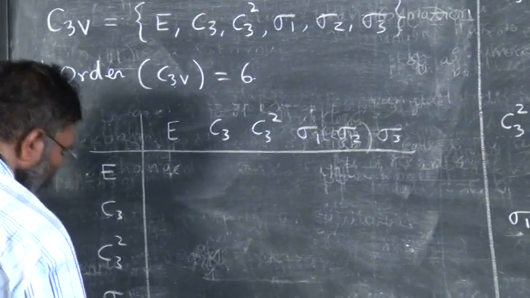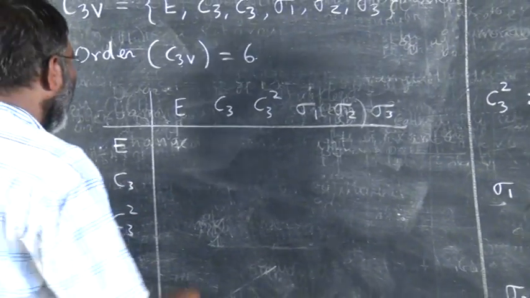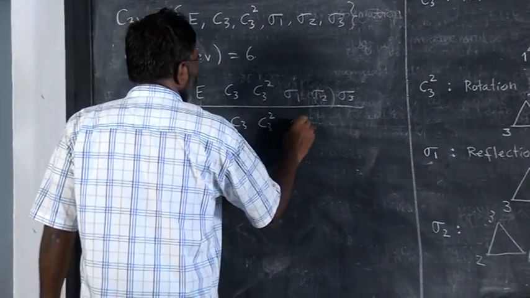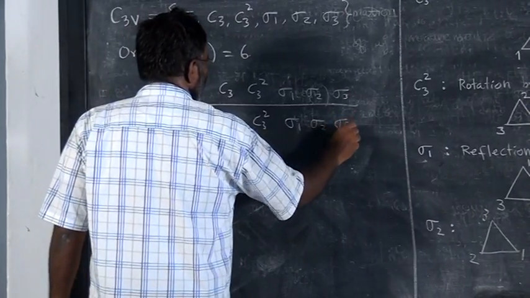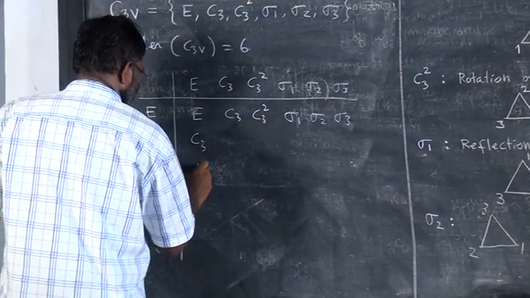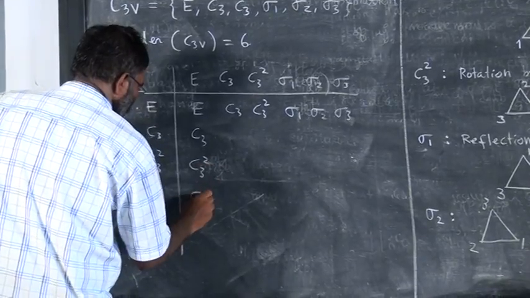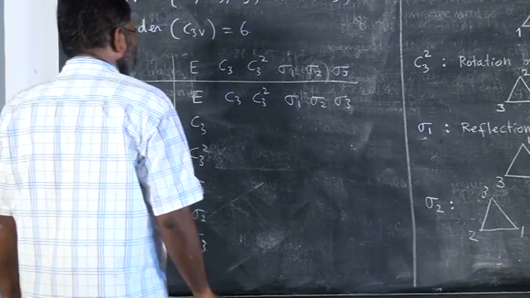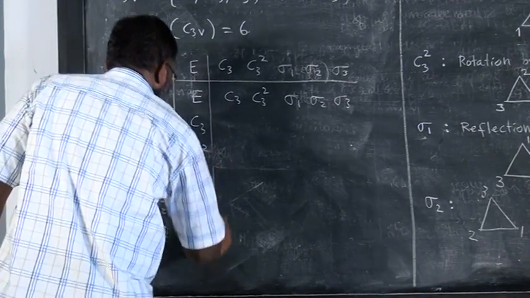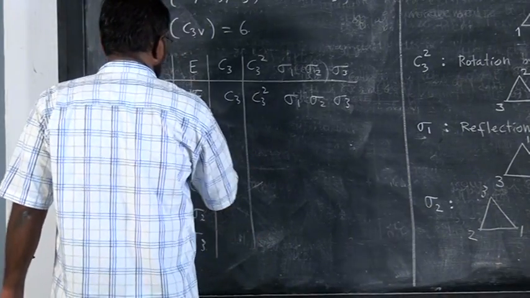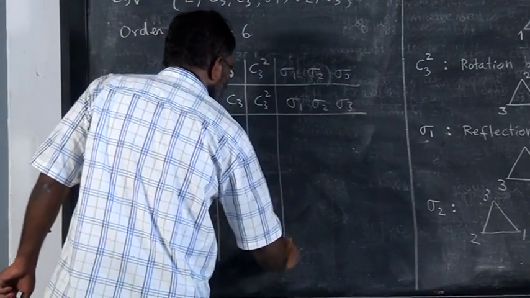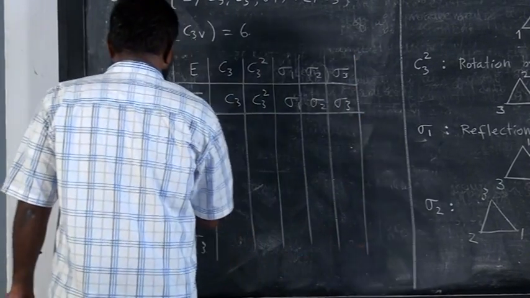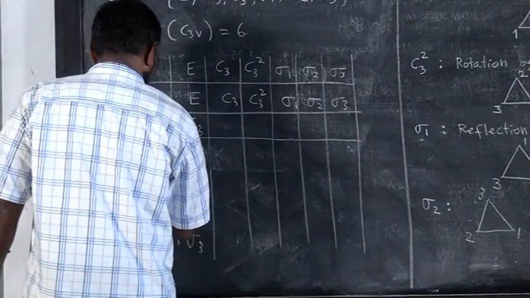Sigma 3. Okay. Now, immediately whatever we can fill, we will fill. E, C3, C3², sigma 1, sigma 2, sigma 3, C3, C3², sigma 1, sigma 2, sigma 3. Okay. So, we could fill this immediately. Just to keep track, I am drawing this grid.